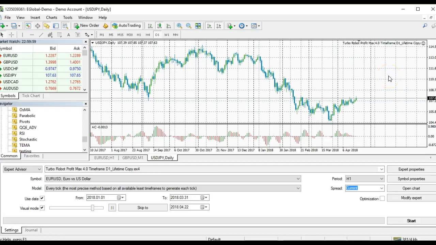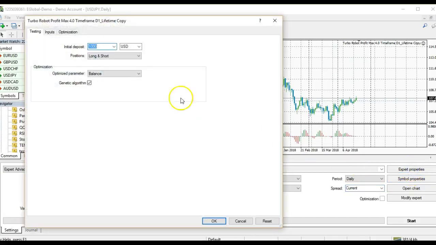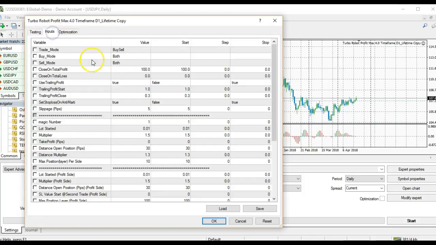It looks like live trading, but it's much faster. So we use daily here because we are using the daily lifetime time frame for Turbo Robot Profit and the lifetime copy. We use the spread as the current spread. So what is the current spread of that? Then here we're going to change the settings. We try maybe 1000, or here we can use $3,000. So your inputs will be here.